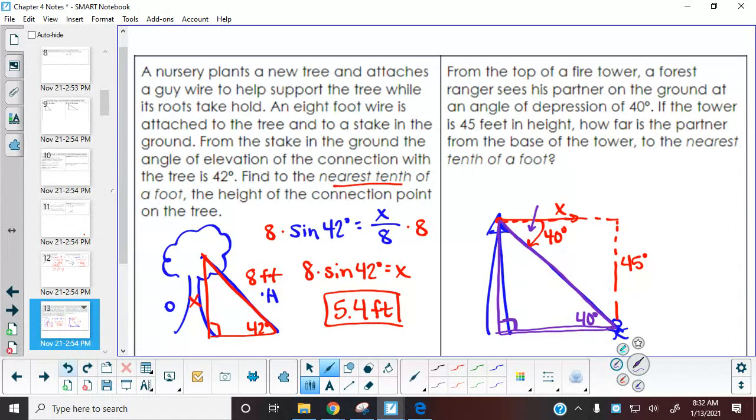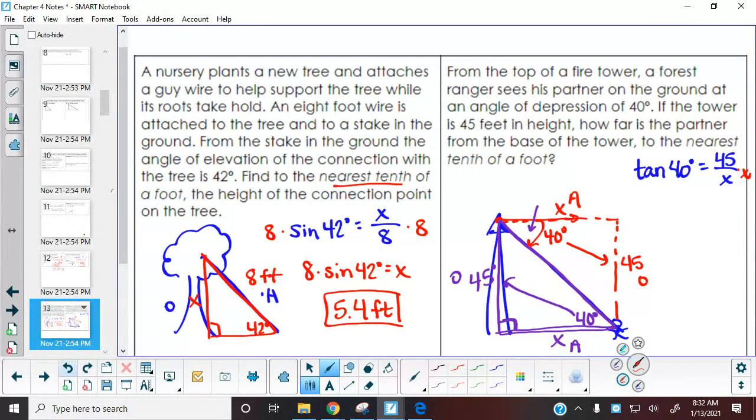Okay, so you could absolutely use the purple triangle. The reason you can use either is because you're going to end up with the same pattern. You're going to end up with the 45 feet. That's not supposed to have a degree sign there. It's supposed to be 45 feet. This is opposite, and this is adjacent. And in the purple, that 45 is the opposite, the x is adjacent. So either way, we're dealing with opposite and adjacent. So we have tangent of the angle, which is 40 degrees, equals the opposite, which was 45, over the adjacent x. And then we can go ahead and finish solving.